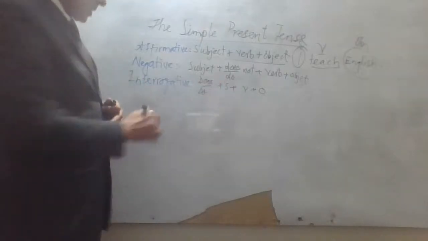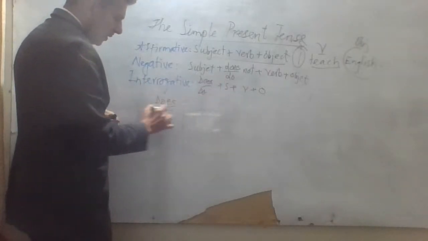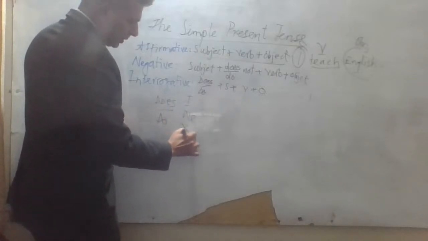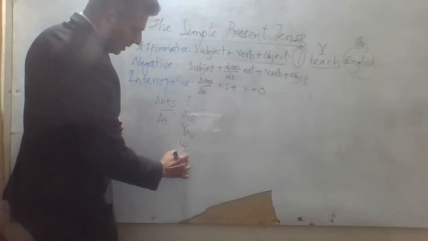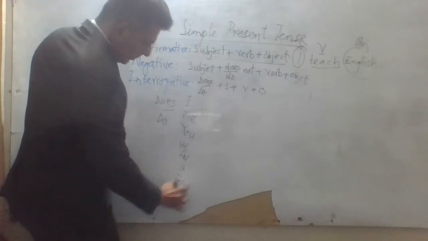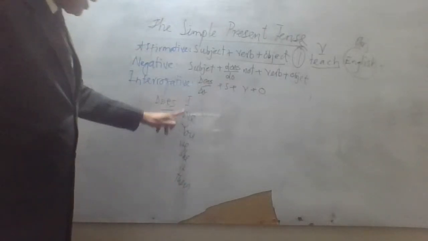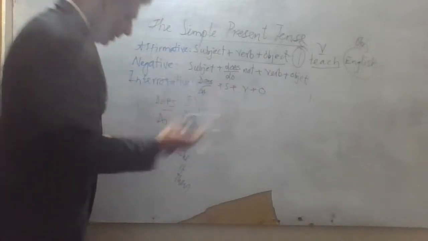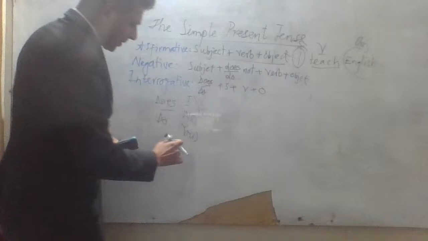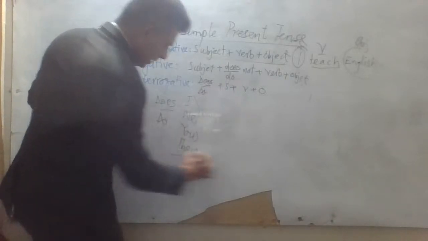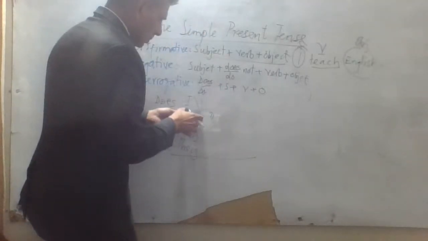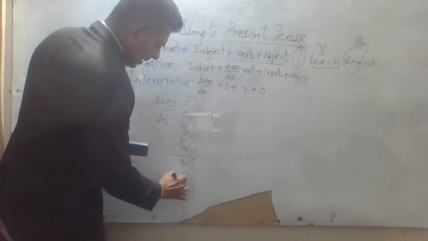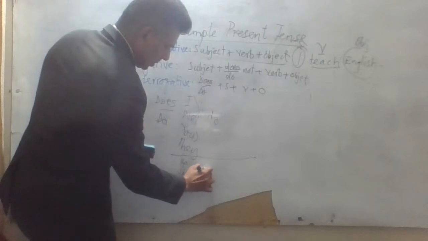So, where do we use does and where do we use do? I, we, you, he, she, it, they. If you look at the pronouns, I, we, you, and let me write they here on top so that they are together. Here we use do with all of them, and with he, she, it, we use does.